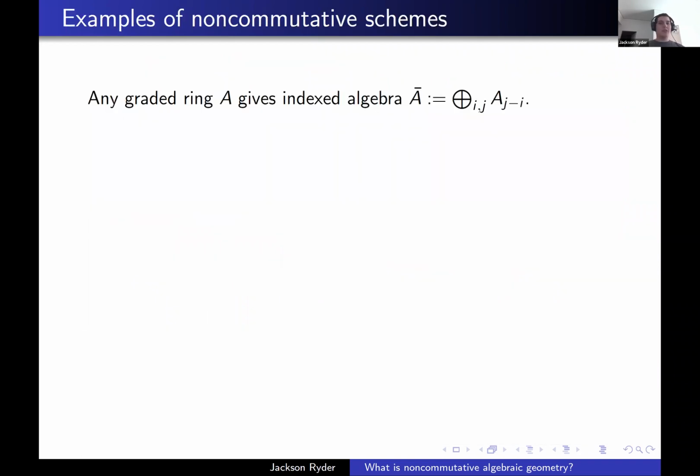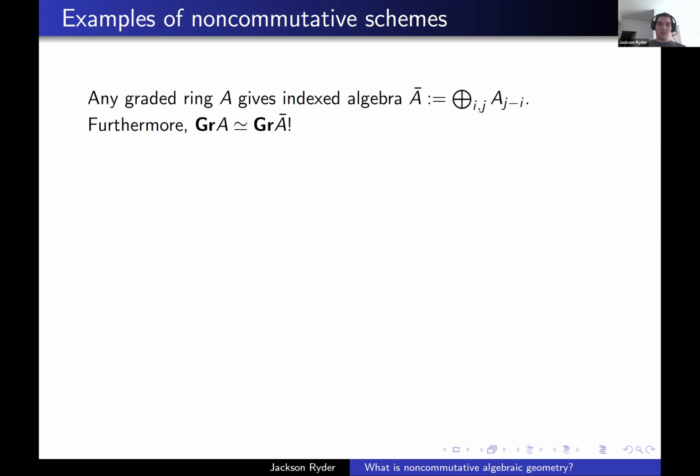So, okay, we're going to start by talking about graded rings. So any graded ring actually gives us an indexed algebra, where we set the ij component to just be the j minus i component of our ring. Okay, so in a sense, we see that these indexed algebras are somewhat an enlargement of the class of graded rings.